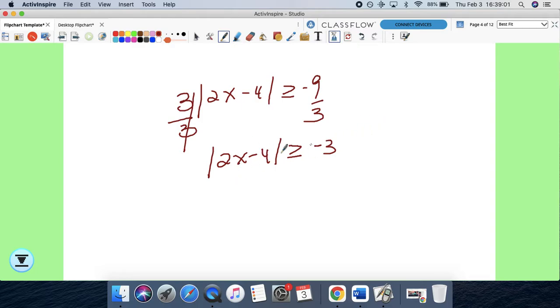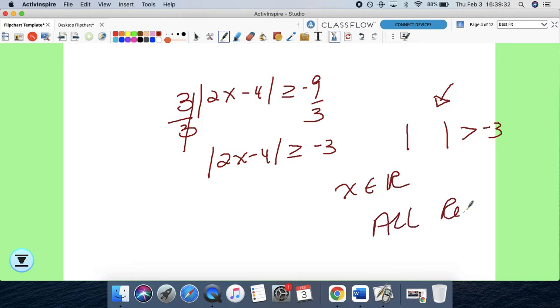Again, now that we're in this position, let's just imagine this. Forget the 2x minus 4 for a second. Let's just think of a number that I can plug in here, take the absolute value, so that when I take the absolute value, it's greater than negative 3. Well, 0 works, 1 works, 2, any number actually, right? Because the absolute value of any number is positive, or actually 0, including 0. So x belongs to all real numbers, right? Doesn't matter what number you put in there, it will always be greater than the negative number.